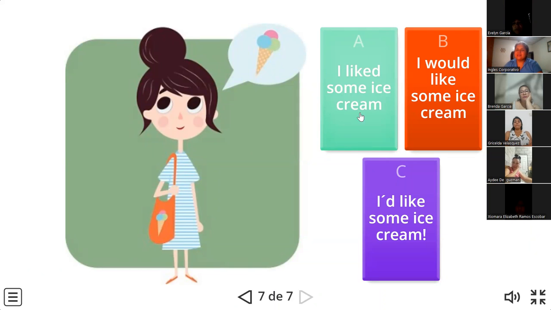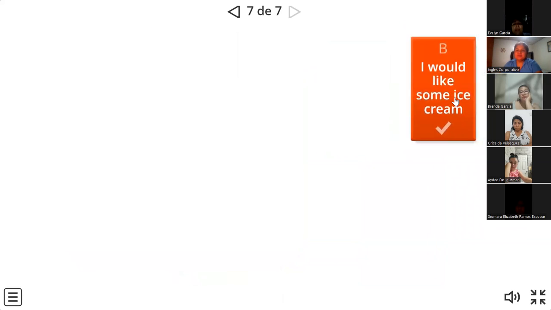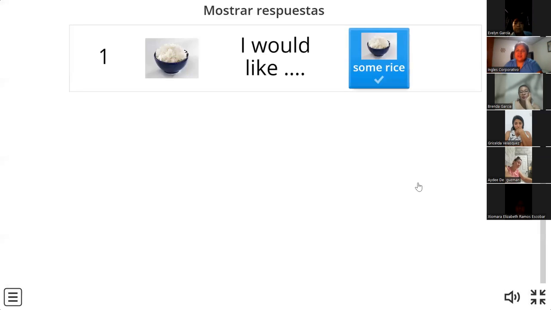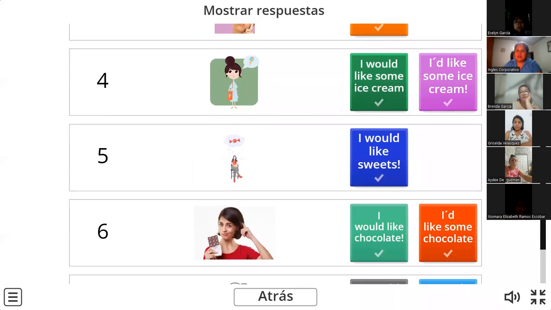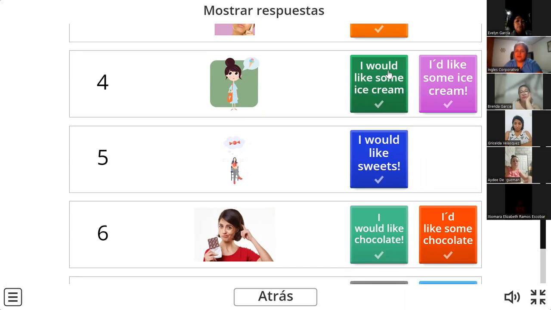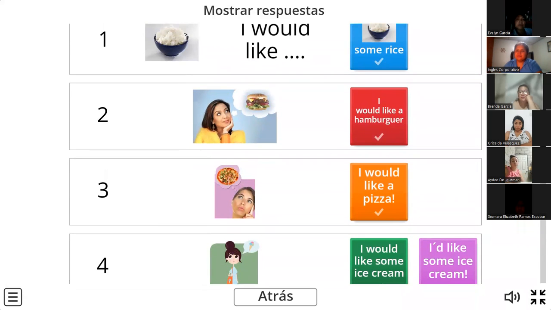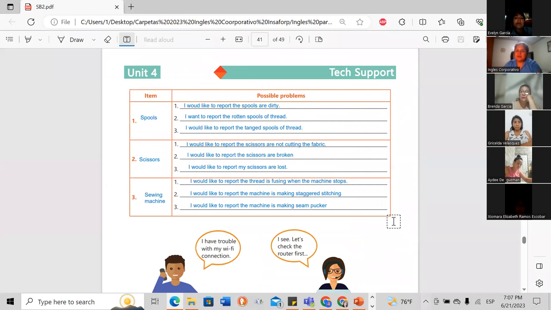Okay. I like some ice cream. I would like some ice cream. I'd like some ice cream. Letter B and letter C, both of them are correct. Okay, the difference is that está abreviada y la otra no, pero las dos son correctas, okay? Igual que acá. Good job here. Okay, we're going to continue.